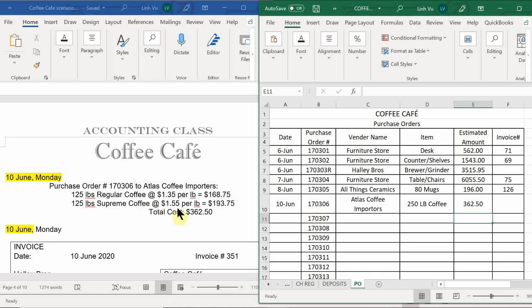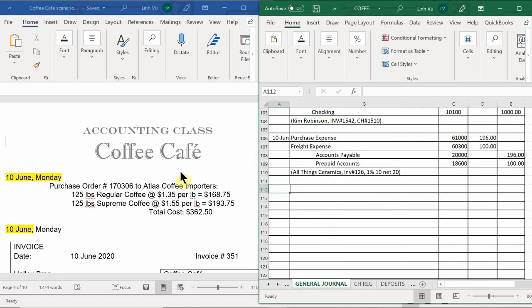Now, in this case, did we actually pay for it? Did we receive the coffee? We have the invoice. Okay, we're not on the next part yet. We're still on the purchase order. No, we just have the order. Okay, perfect. So that means no journal needs to be done here.